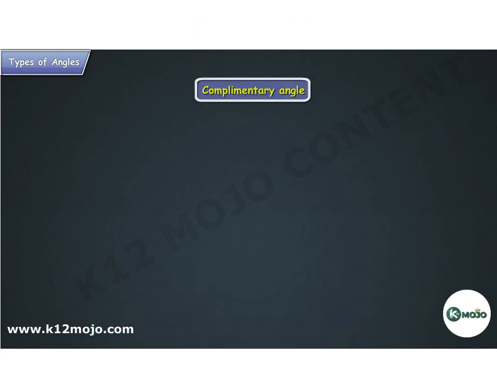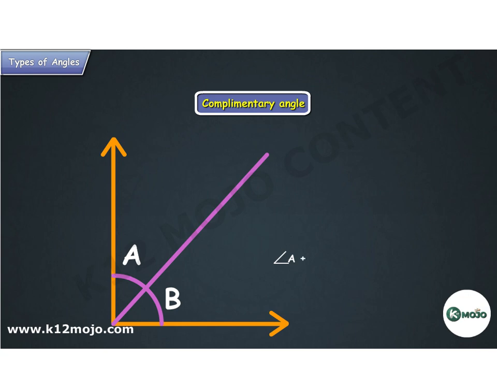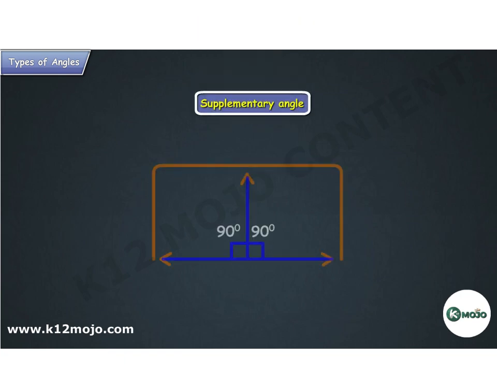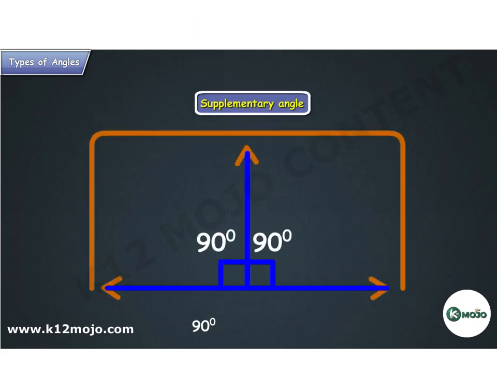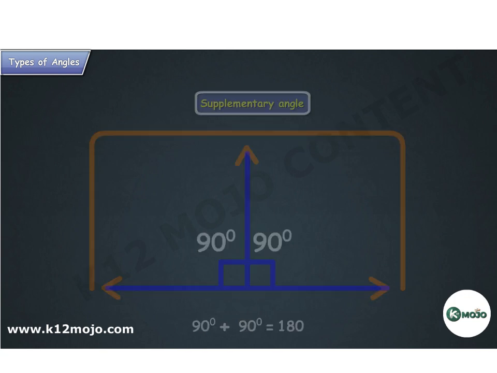Complementary angle. Two angles whose sum is 90 degrees are called complementary angles. Here the sum of angle A and angle B is 90 degrees. Supplementary angles. Two angles whose sum is 180 degrees are called supplementary angles.